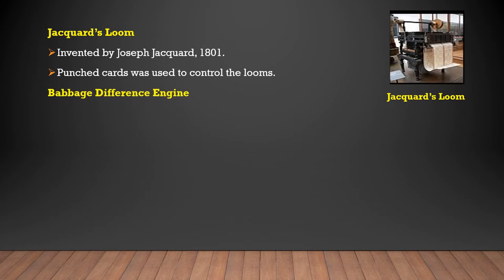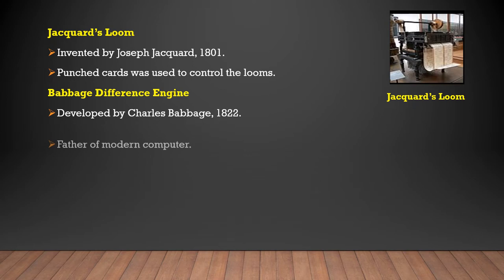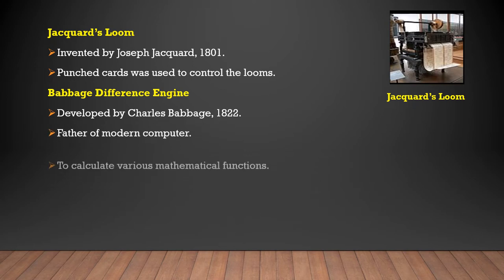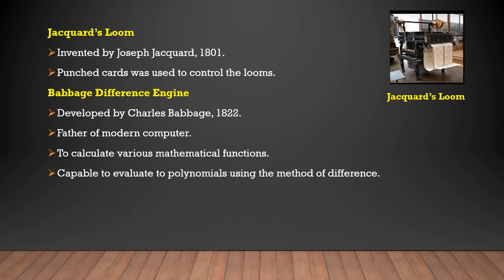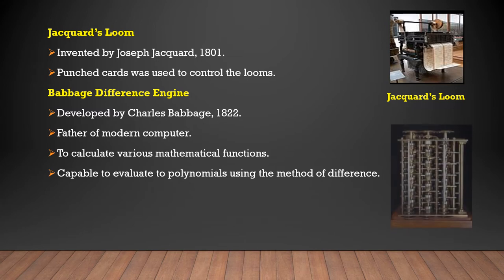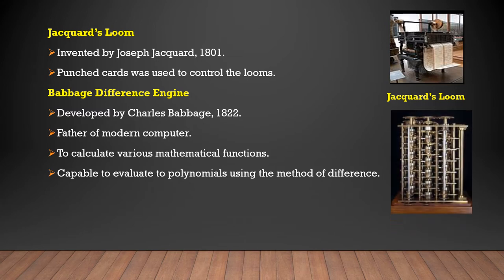Next is the Babbage difference engine. Charles Babbage, an English mathematician, developed a machine called the difference engine in the year 1822. Charles Babbage is also known as the father of the modern computer. The difference engine was made to calculate various mathematical functions. The machine was capable of evaluating polynomials using the method of differences. So that's the figure of the Babbage difference engine.